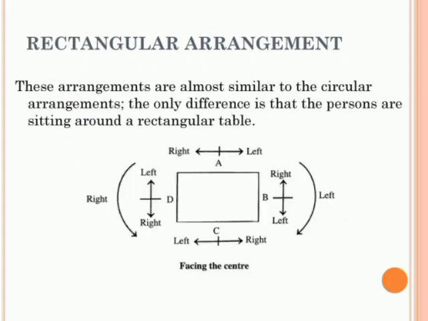Now next is rectangular arrangement. This type of arrangement is almost similar to the circular arrangement. The only difference is that the persons are sitting around a rectangular table or a square table. Here also, according to their face, whether they are facing the center or away from the center, their left and right can be determined. It plays a very important role while solving the questions.